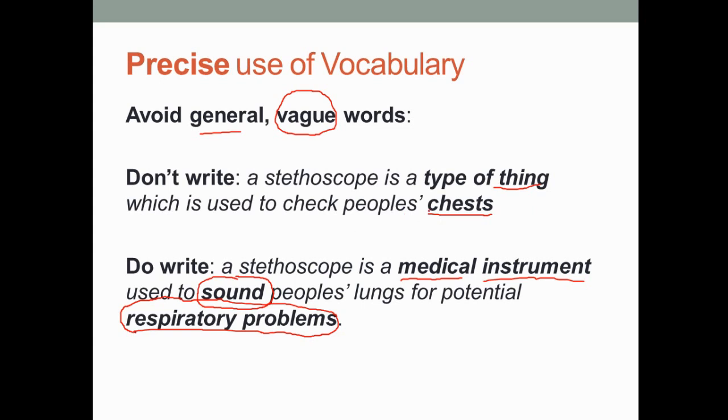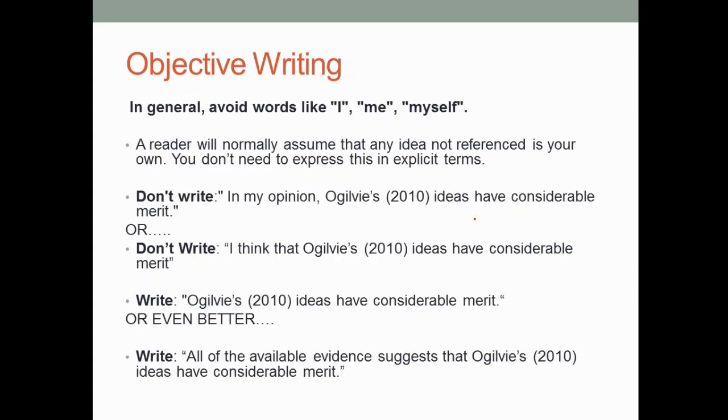Used to check people's chest can mean, well, anything. What are you checking? The amount, quantity, or quality of chest hair? Are you checking for something external, internal? What are you checking for? You're very vague, very imprecise. The second sentence, much better in that respect.